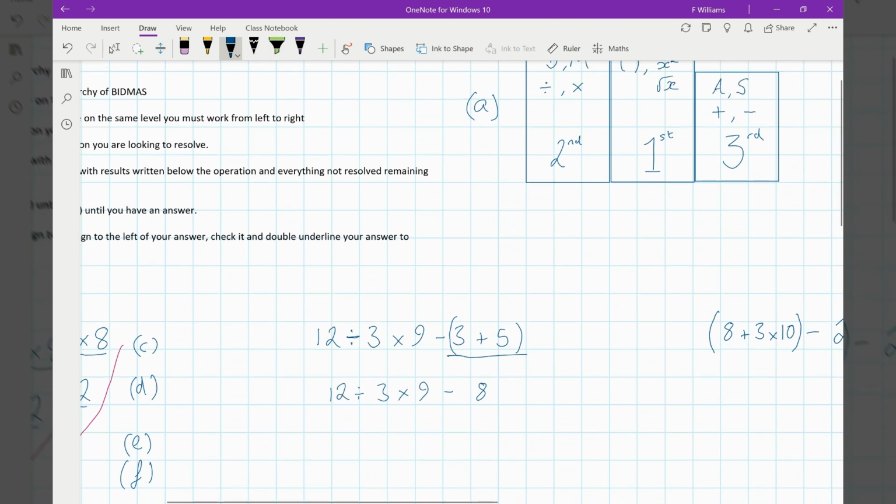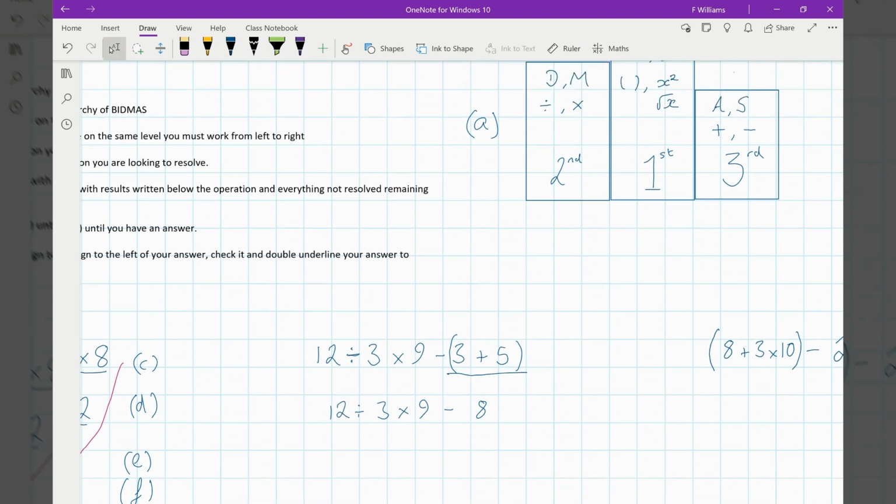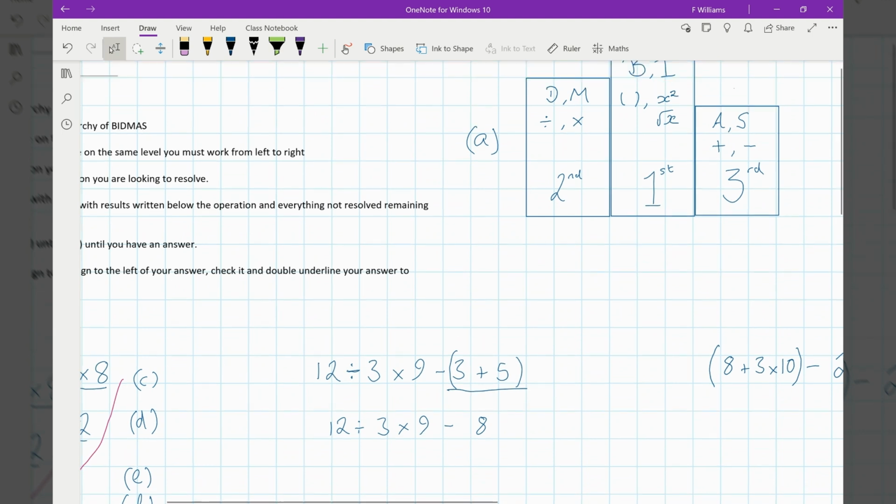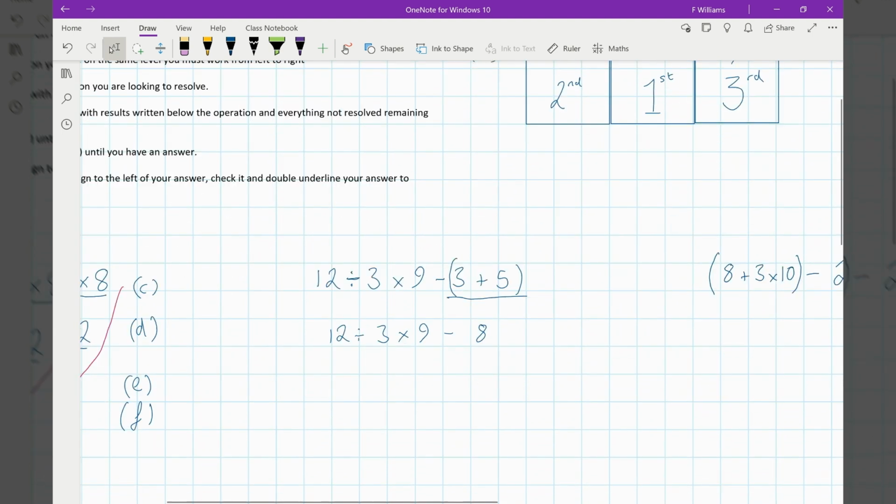And now, if I have a look, I've got division, multiplication, and subtraction left. And I have a division and multiplication. These are on the same level, so I must work left to right. I can't do 3 times 9 first. I must do 12 divided by 3 first because it's on the left-hand side.